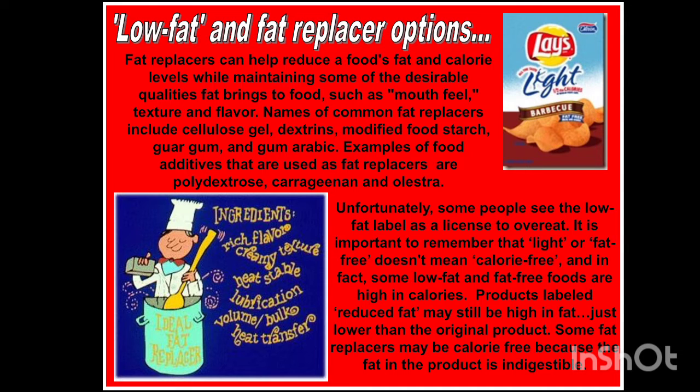Low fat and fat replacer options. Fat replacers can help reduce a food's fat and calorie levels while maintaining some of the desirable qualities fat brings to a food, such as mouthfeel, texture, and flavor. Names of common fat replacers include cellulose gel, dextrins, modified food starch, guar gum, and gum arabic. Examples of food additives that are used as fat replacers are polydextrose, carrageenan, and polyester.